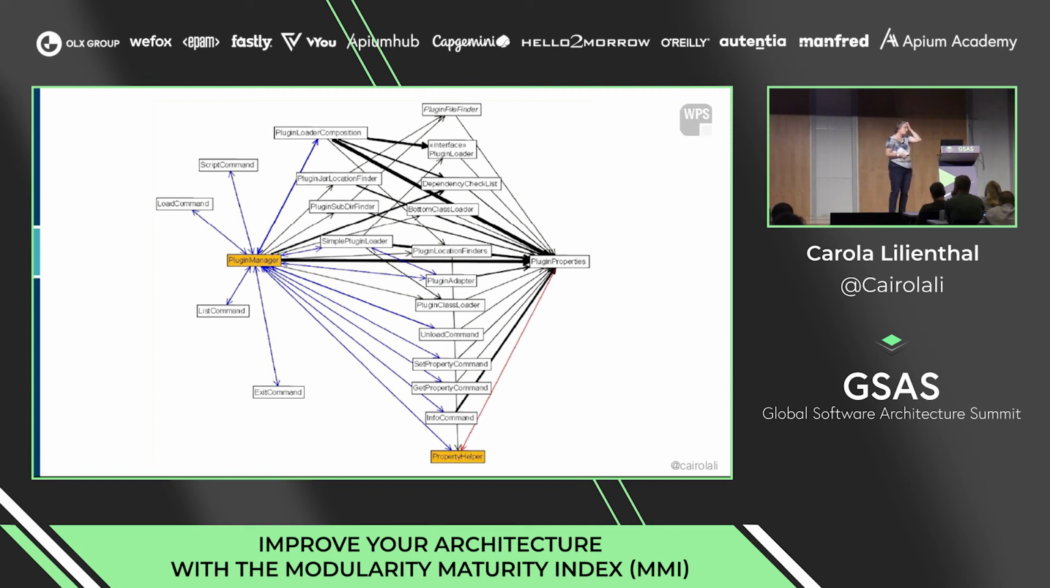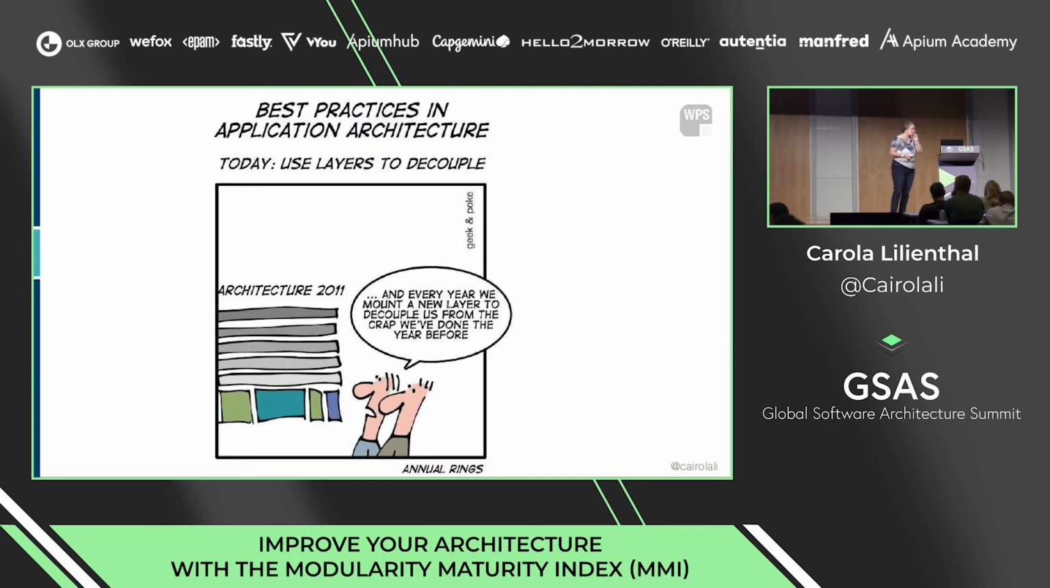And the last point is related to a joke. They are sitting here: best practice in application architecture today, use layers to decouple. And this one says to the other one, and every year we mount a new layer to decouple us from the crap we've done the year before. But the main point is the title. The title says annual rings. A tree has annual rings.